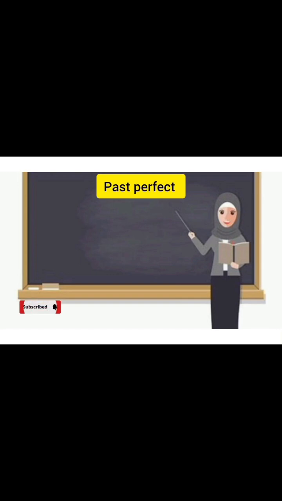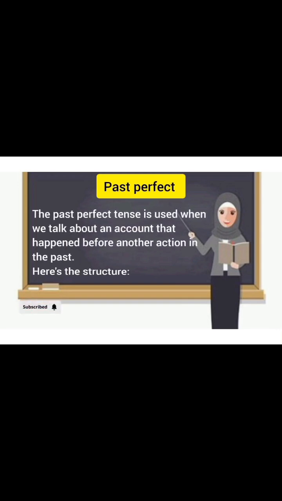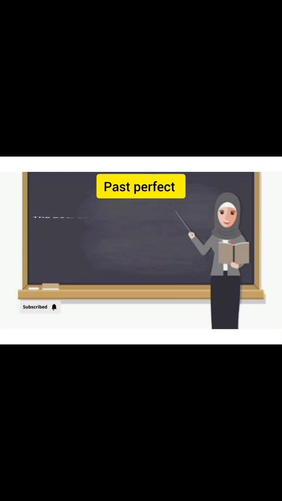Past perfect. The past perfect tense is used when we talk about an action that happened before another action in the past. Here's the structure. Structure: subject plus had plus verb, past participle.